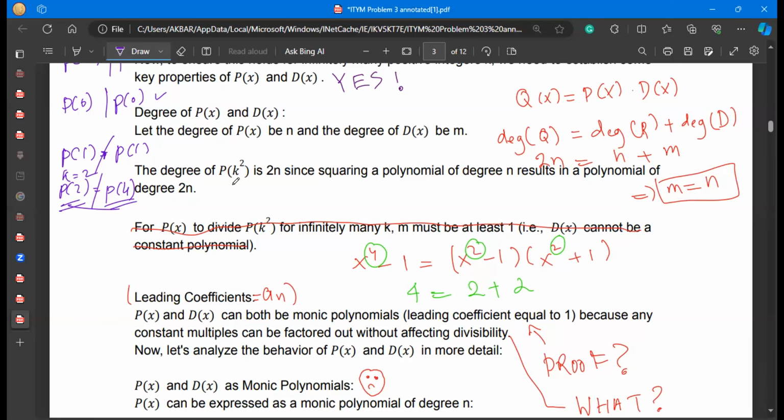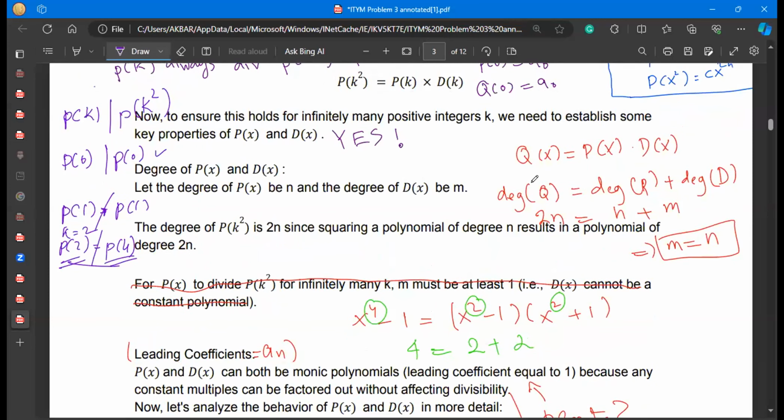So, there was one more thing that you guys were missing: when q of x is divided by p of x, the degree of d of x in this case should be equal to n, because q is degree 2n and p is degree n, so this should be n, no less than or greater than n. This should be equal to n.